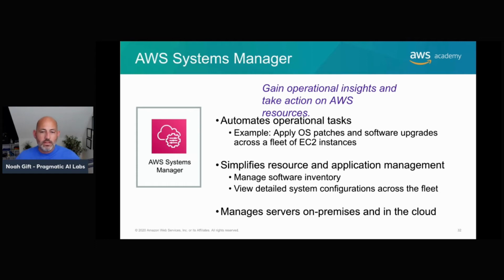Okay, let's go ahead and take a look here at operational insights inside of the AWS resources. One of the things you can do is use the AWS Systems Manager here to automate operational tasks. So, apply patches, software upgrades, and this is really a nice feature to be able to use. Also, there's resources and application management that can be done with the Systems Manager, and you can also manage servers on-prem and in the cloud. Right? These are great use cases for the Systems Manager.